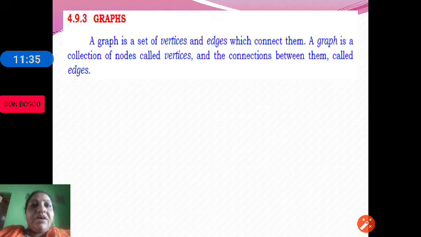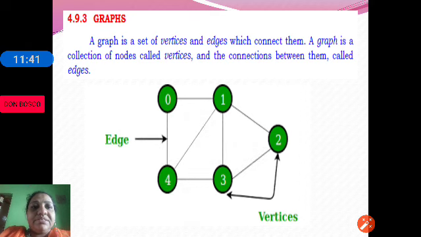Next is graphs. A graph is a set of vertices and the edges. Vertices are nothing but the nodes. So a graph is a collection of nodes, and generally the nodes we refer to as vertices, and the connections between them are called edges. So one node is connected with the other node in the form of an edge.